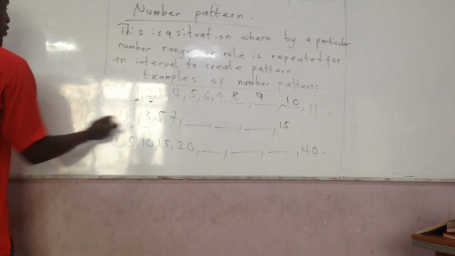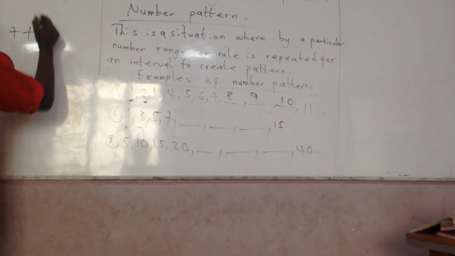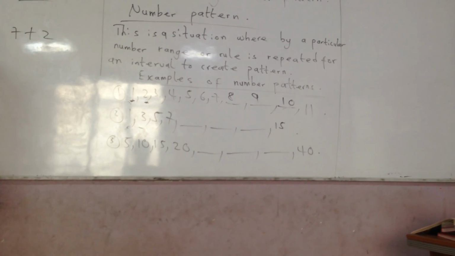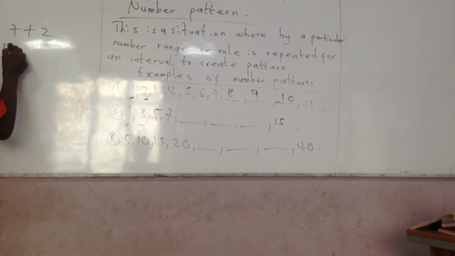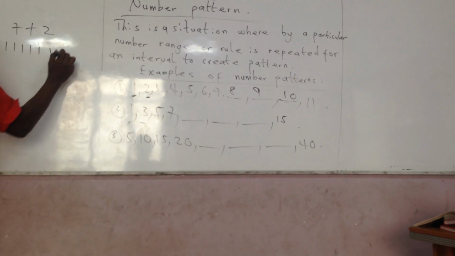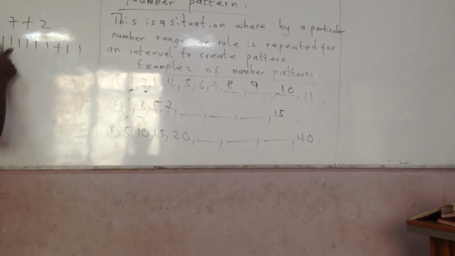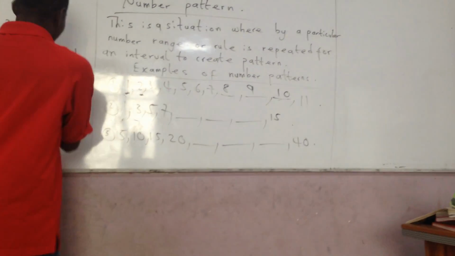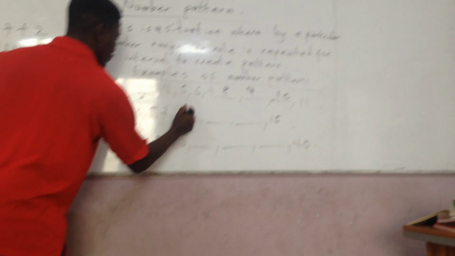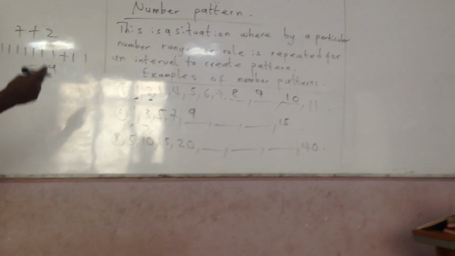the space provided. So we have 7. 7 plus what? 2, because the rule that we have is 2. So 7 plus 2. Let's count to 7: 1, 2, 3, 4, 5, 6, 7, plus 2. We're going to count all together: 1, 2, 3, 4, 5, 6, 7, 8, 9. So this side is 9. We have found the first space provided.